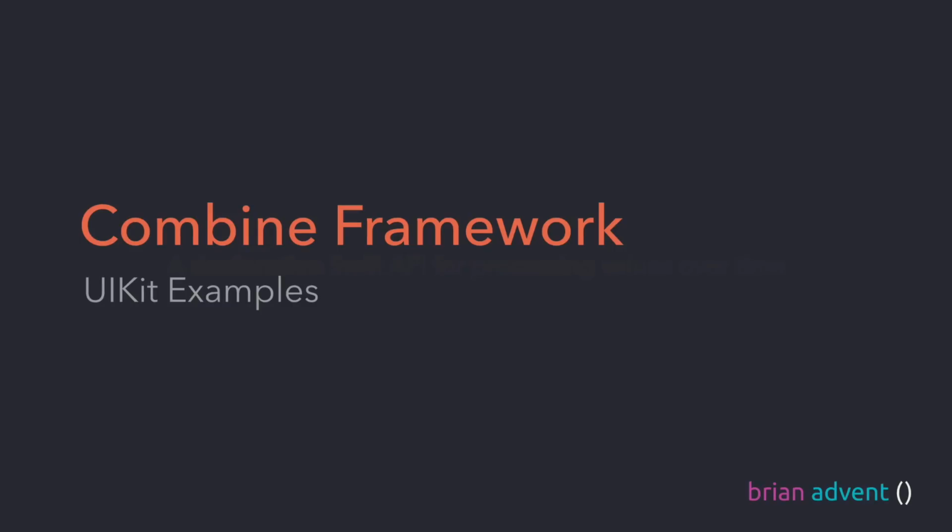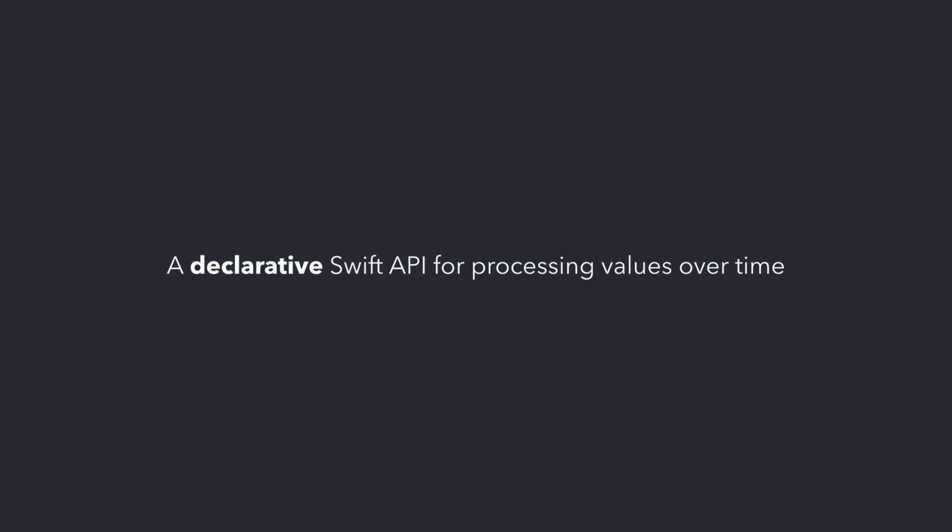So before we work with the Combine framework in practice, let's see what it is and how it works in theory. So the Combine framework is a declarative Swift API for processing values over time. We're going to focus on the processing values over time in a second. Let's first of all have a look at what declarative really means.